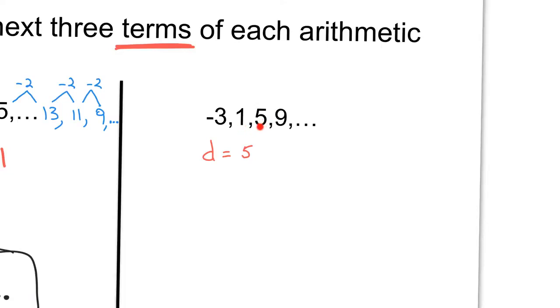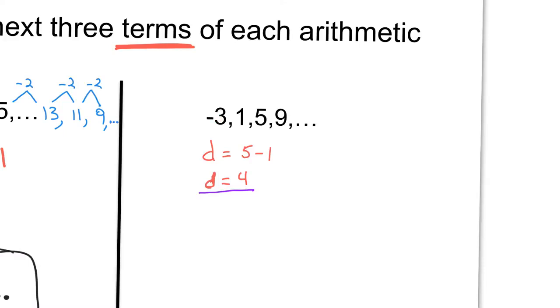So 5 minus 1. 5 minus 1, oh, that's easy. It's 4. So what that means is, since it is positive 4, we are adding 4 every time. So my common difference, the pattern, you're adding 4. So let's check. Negative 3 plus 4.